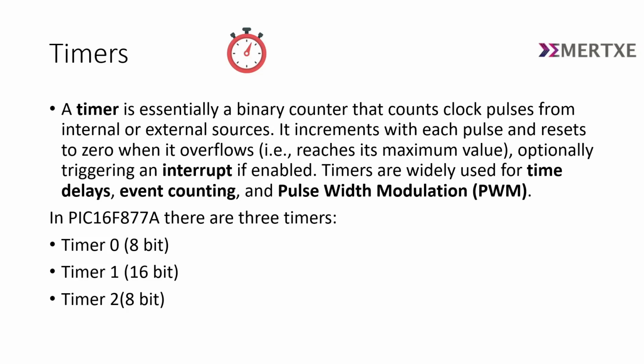Next we can go to timers. A timer is an essential binary counter that counts clock pulses from internal or external sources. It increments with each pulse and resets to 0 when it overflows, optionally triggering an interrupt if enabled. Timers are widely used for time delays, event counting, and pulse width modulation. As I have said, in the PICSimLab microcontroller, timer 0 is 8-bit. You can see here the 8-bit timer is timer 0, and timer 2 is also 8-bit. Timer 1 is a 16-bit timer.